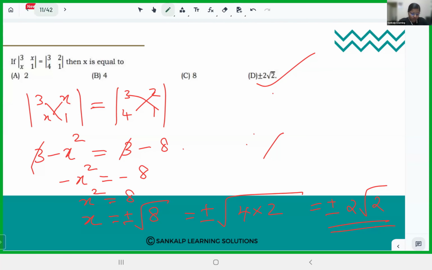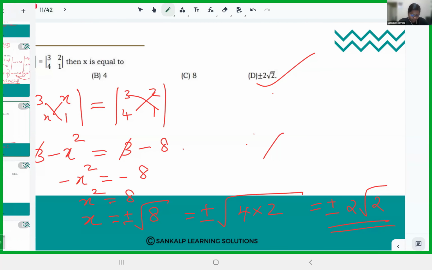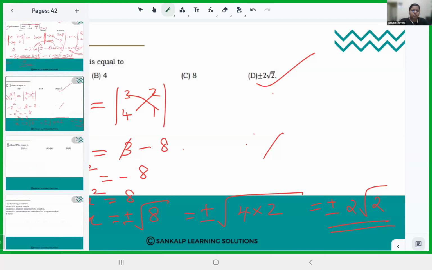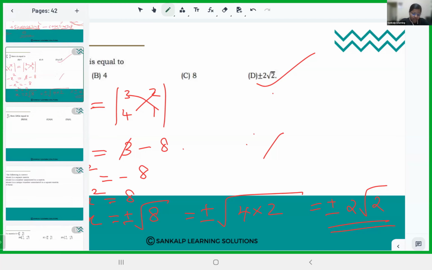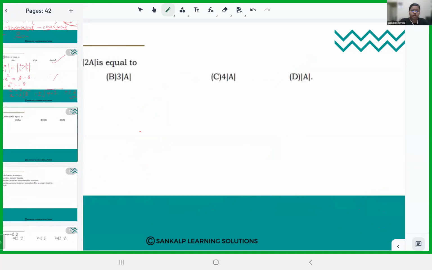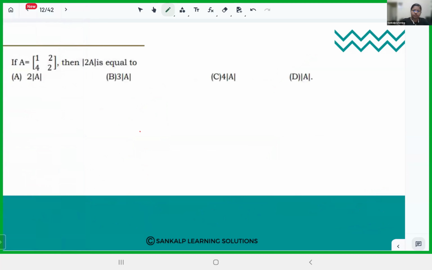Okay, now we are moving on to the next question. So you are given a matrix A. It is a 2 by 2 matrix. What you have to do is find out the determinant of 2 into A. You have to find out the determinant of 2A. So you have to apply the property: determinant of K into A is equal to K raised to n into determinant of A, where n is the order of the square matrix A.